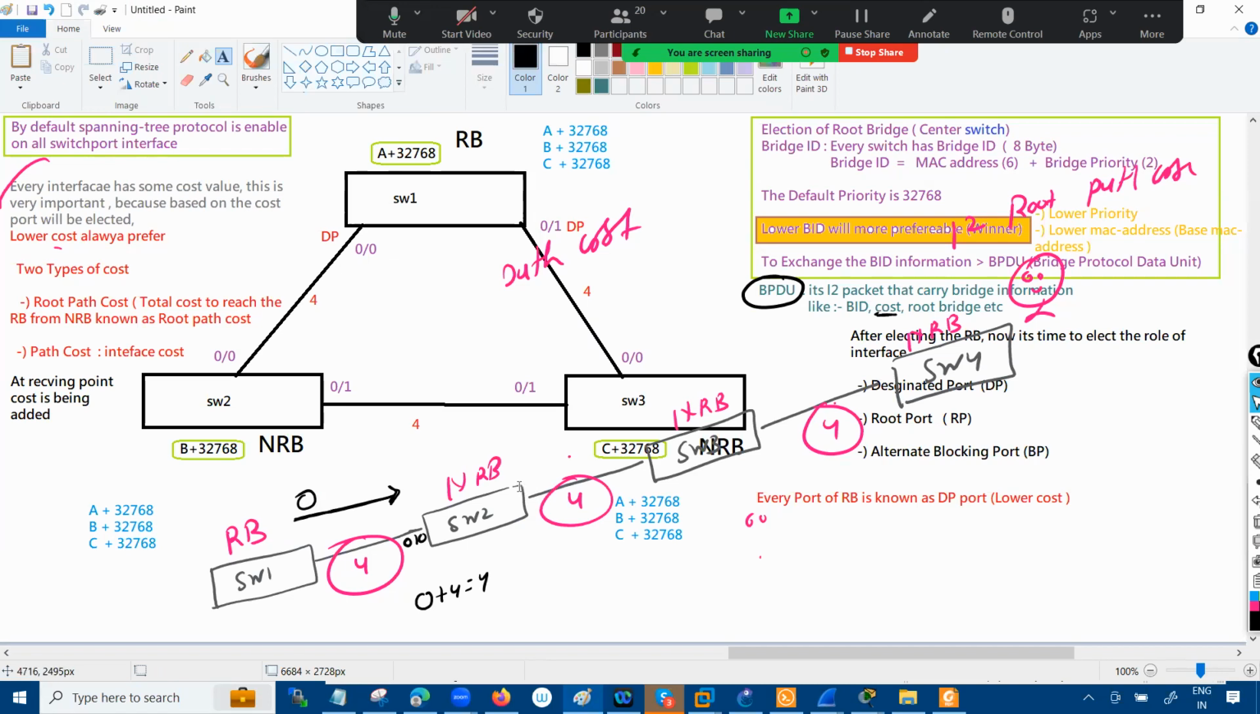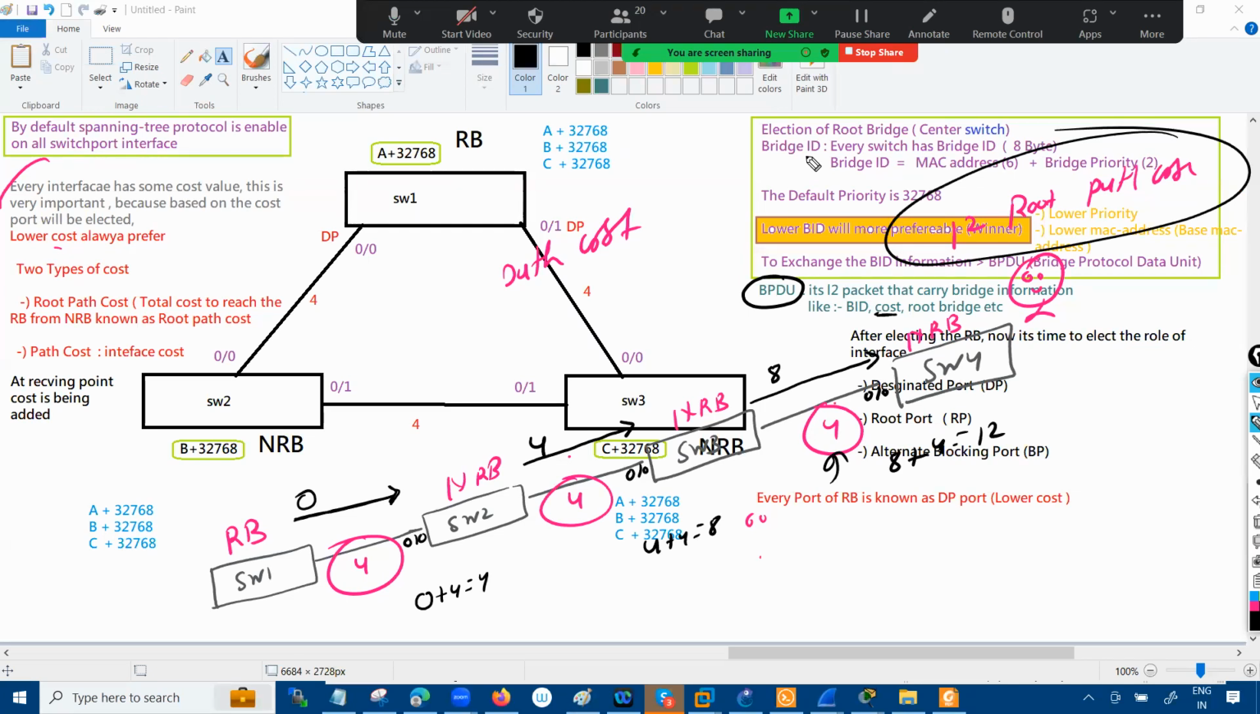Now, when switch 2 forwards this BPDU to switch 3, what will the cost be? The cost will be 4 on this particular interface. When switch 3 receives it, it adds 4, so 4 plus 4 is 8. When it sends the BPDU onward, the cost it sends is 8. When it receives the BPDU on this particular interface, it adds 8 plus this one, which is 4, so 12. The total is 12. That's called the root path cost.